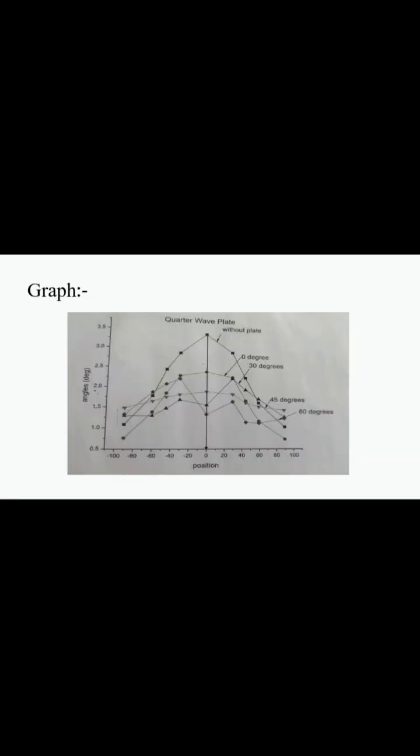The next part is we have to draw the graph using our observations. For the graph, the position will be on the x-axis and the intensity will be on the y-axis, and we have to plot the graph for each angle on the quarter wave plate.